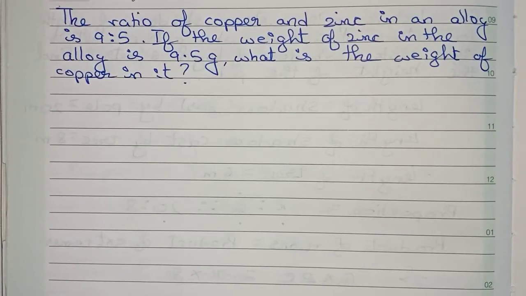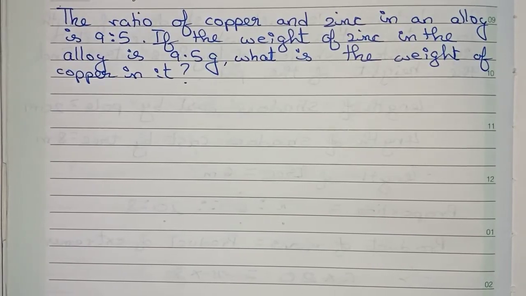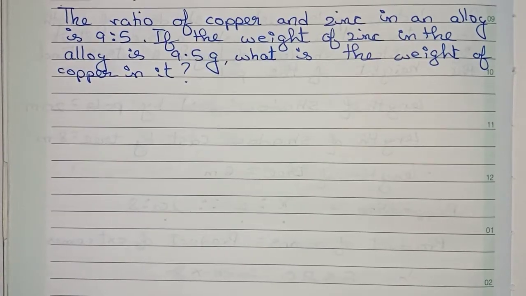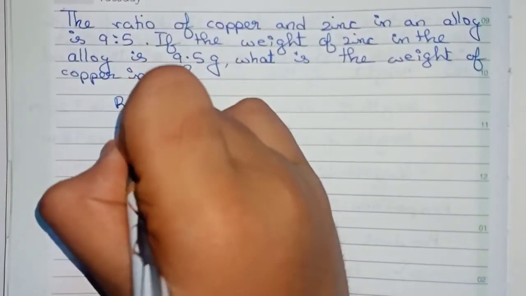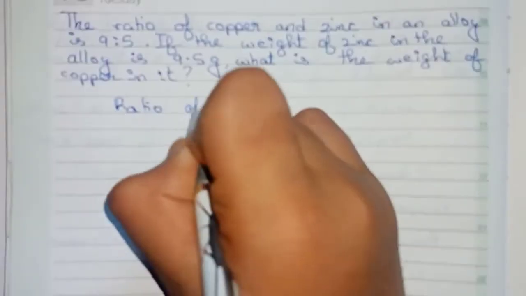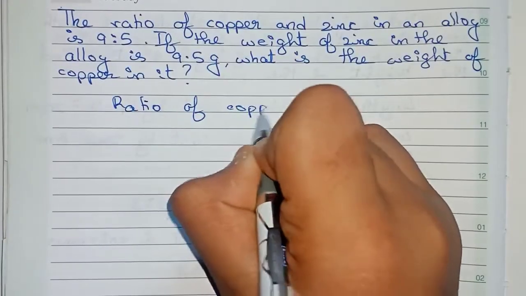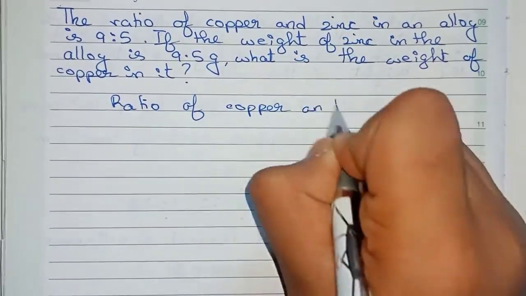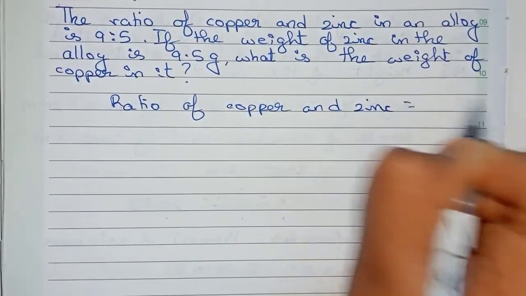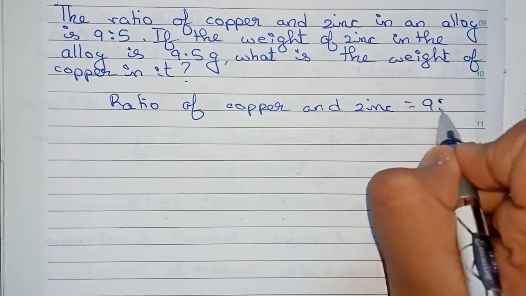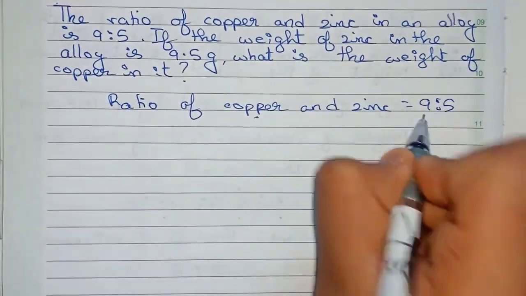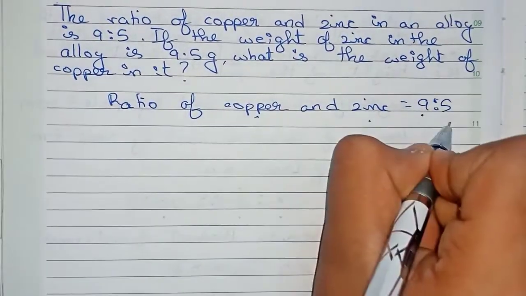So now our next question is: the ratio of copper and zinc in an alloy is 9:5. If the weight of zinc in the alloy is 9.5 gram, what is the weight of copper in it? So this will be my question. So I solved it. So first we have the ratio of copper and zinc equals, it is given 9:5. So as copper is written first, that will be 9 for copper and 5 for zinc.